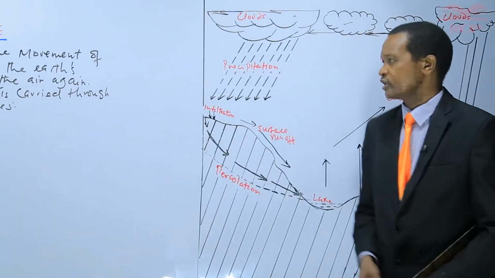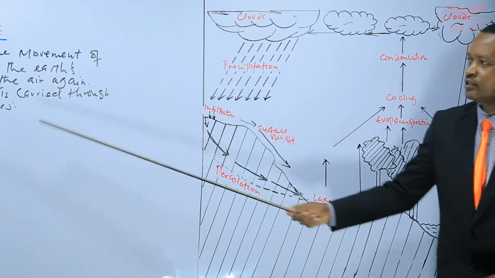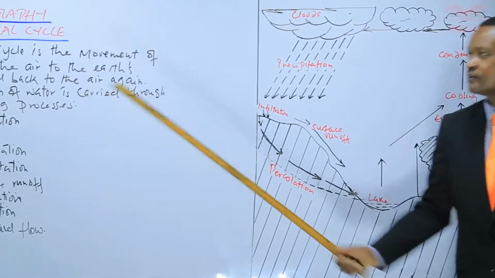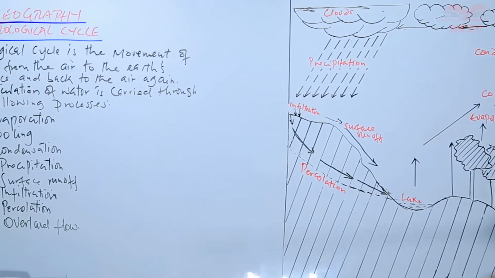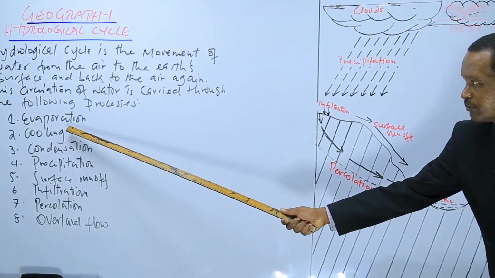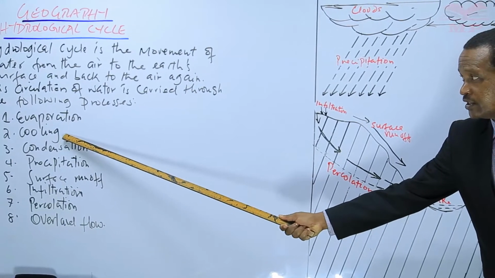Then, learners, the second process is known as cooling. I want to take you again to the processes. We are discussing processes. The circulation of water is carried through the following processes. Evaporation, we have explained how that happens. We now want to explain cooling.